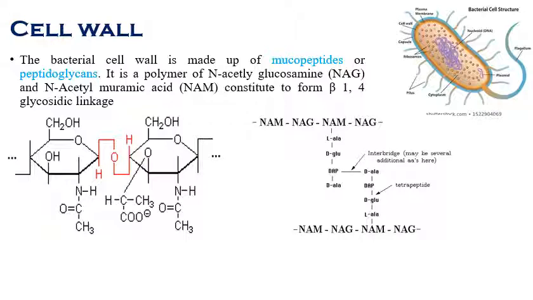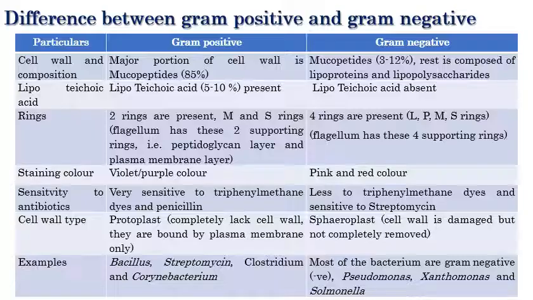So bacteria, based on the cell wall or rigidity or different types of layers, can be divided into two: gram-positive bacteria and gram-negative bacteria. Now we will see the difference between gram-positive and gram-negative bacteria. What are all the differences the gram-positive and gram-negative bacteria have?